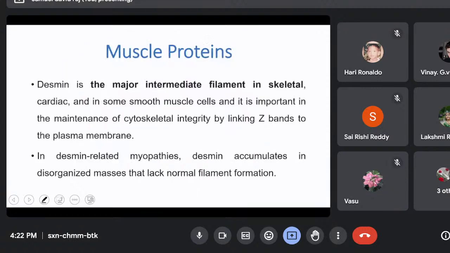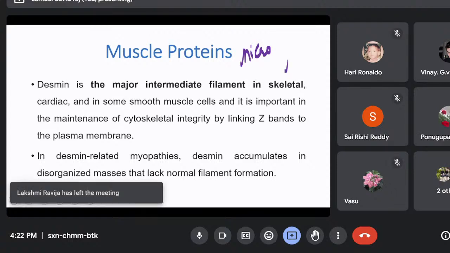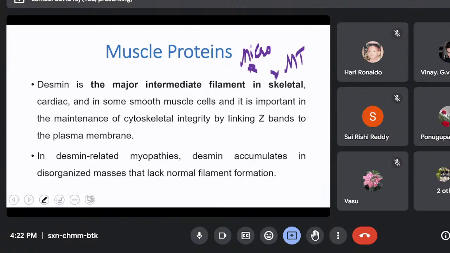And the third protein is said to be desmin. We know the cytoskeleton has three different types of proteins. One is called microfilament, another is called microtubule, and the space between these two is occupied by intermediate filaments. We'll deal with the cytoskeleton later. Desmin is the major intermediate filament present in skeletal muscle, cardiac muscle, and also some smooth muscles.